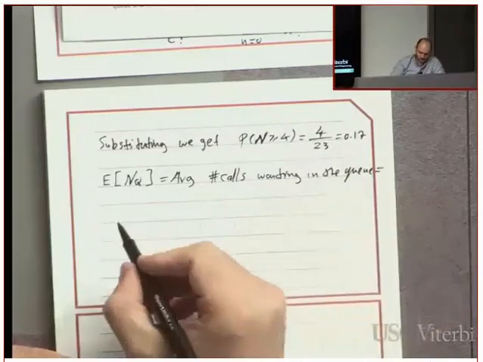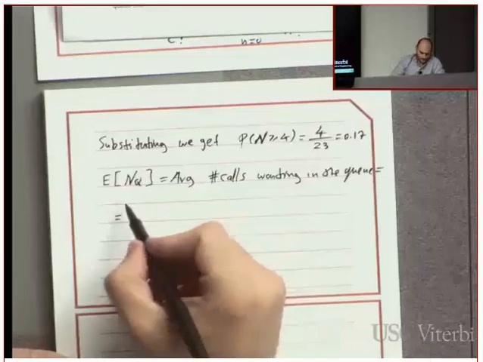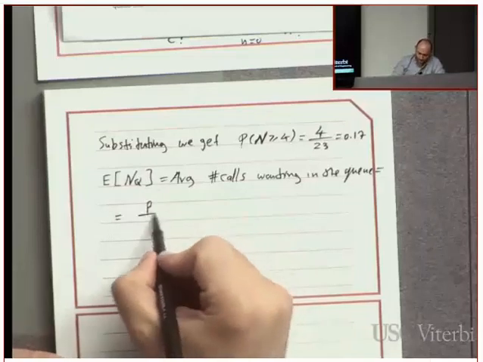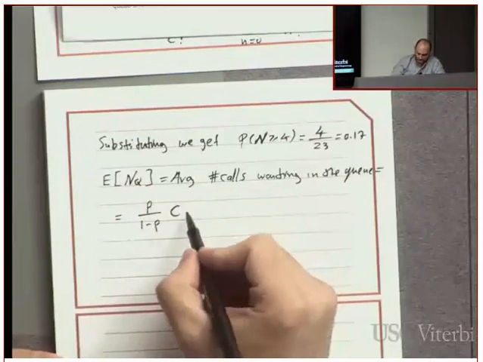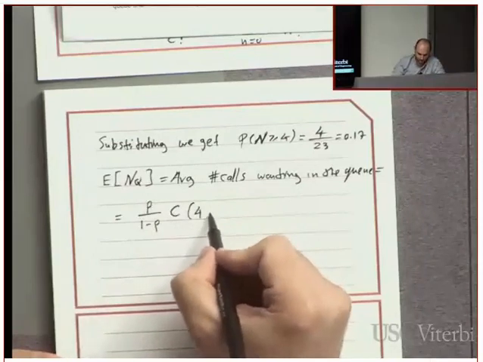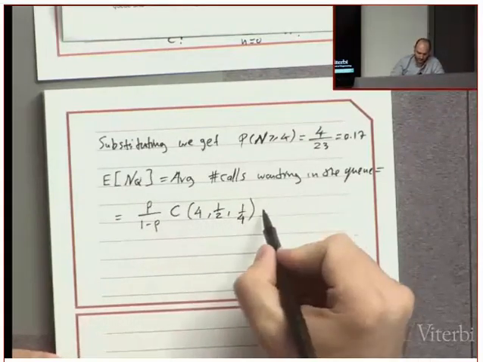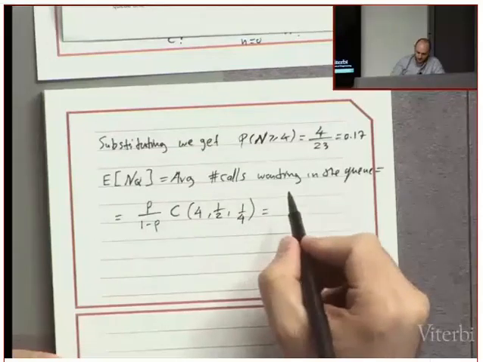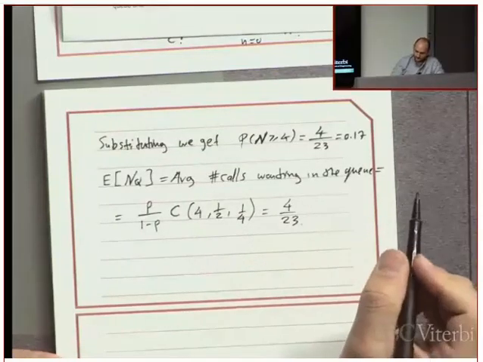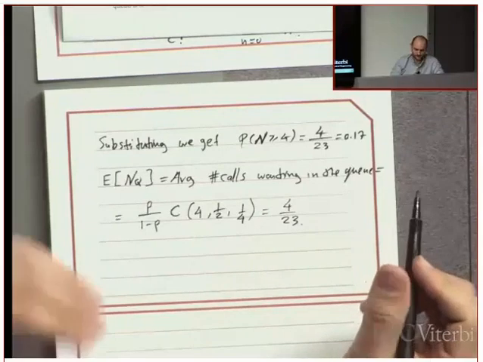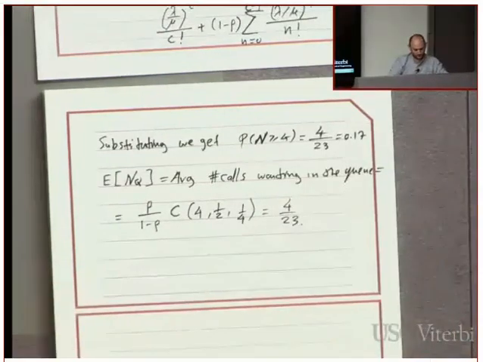And this is equal to, from the results of M/M/4, rho over 1 minus rho, C4, 1 over 2, 1 over 4, from the Erlang-C formula. And this is equal to 4 over 23.